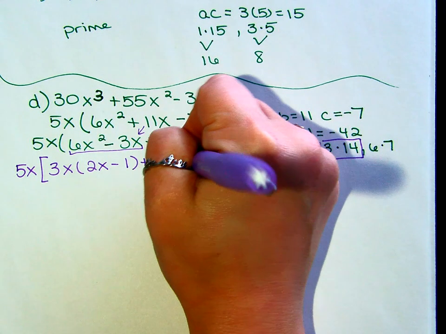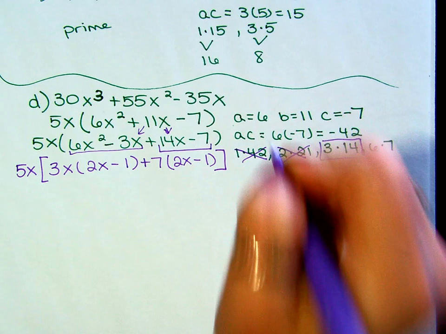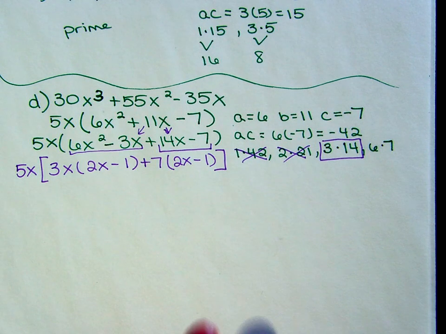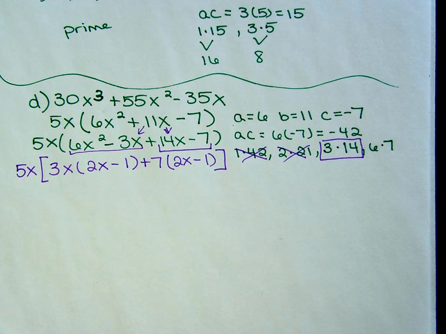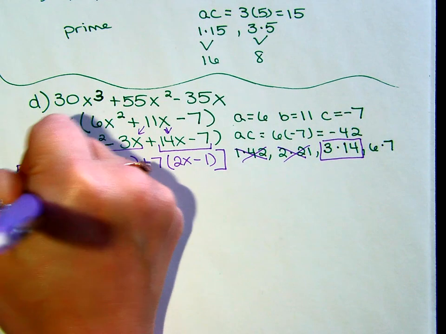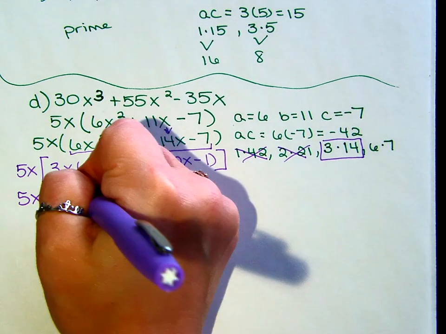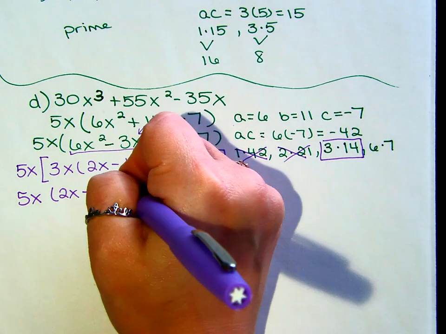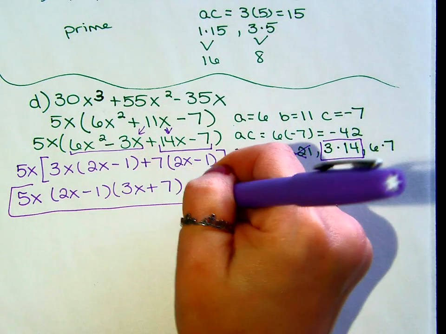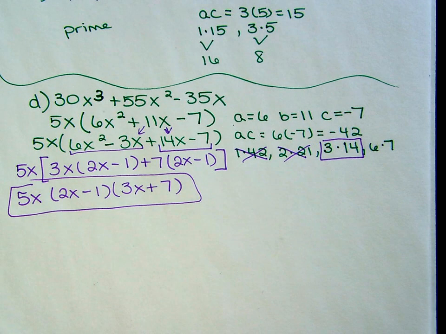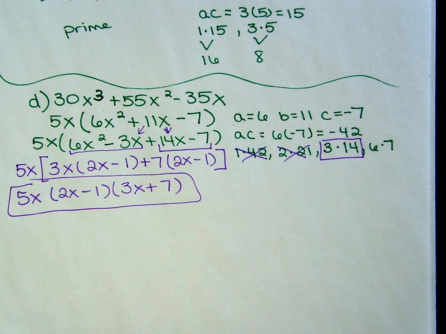The only reason I changed to brackets is because I knew I was going to have parentheses in here, and it gets a little sloppy if we have parentheses inside parentheses. Brackets mean the same thing. In my handwritten notes, I use parentheses. So I have the 2x minus 1, and then once I factor those out, I have 3x plus 7. You could find the factorization of this by using the trial and error method as well. It works the same way, regardless of which method you decide to use.